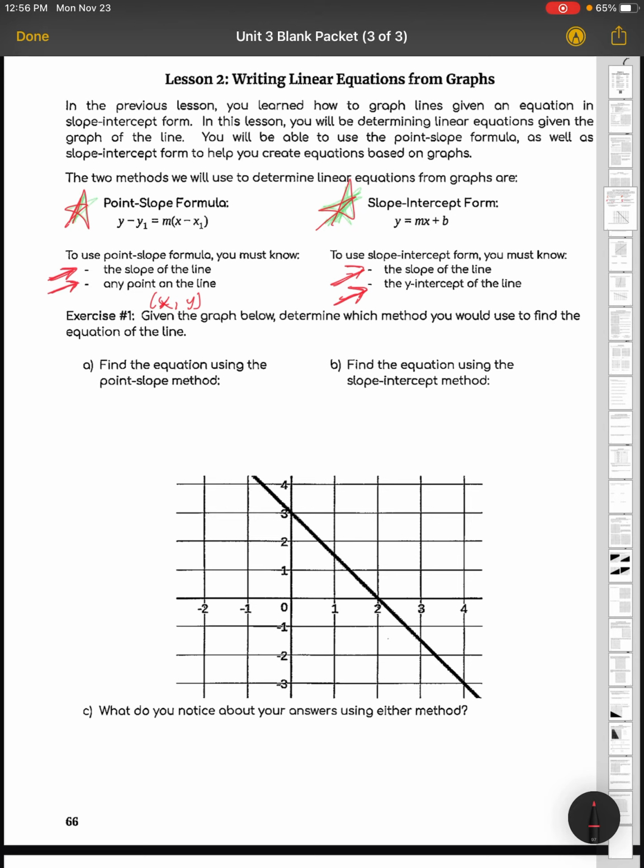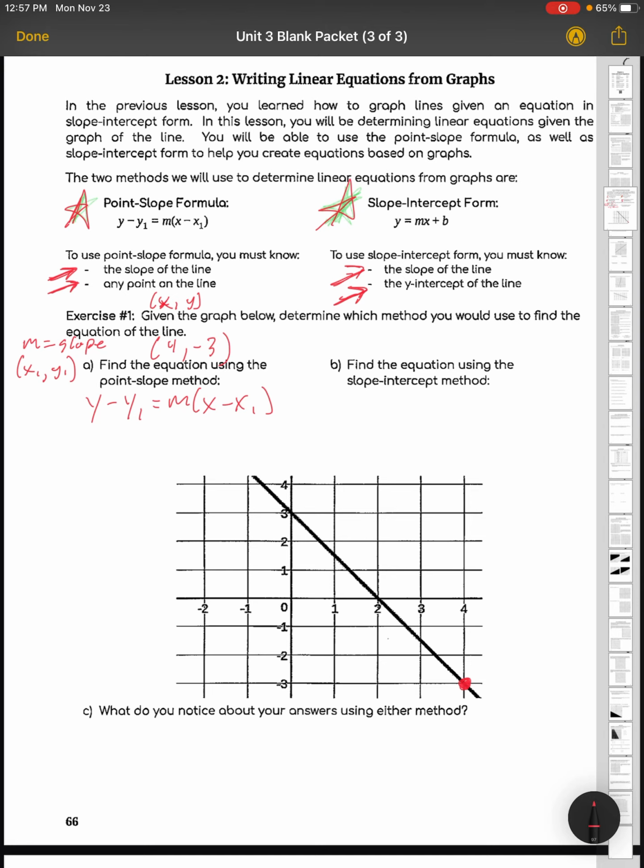So let's look at exercise 1. It says find the equation using the point-slope method. So the point-slope formula is y minus y1 equals m times x minus x1, where (x1, y1) is any point on the line, and m is equal to the slope. So let's go ahead and do that. Let's pick any point on this line. I'm going to go ahead and pick this point down here. So that's my x1, y1. So (4, -3) is the point we're working with.